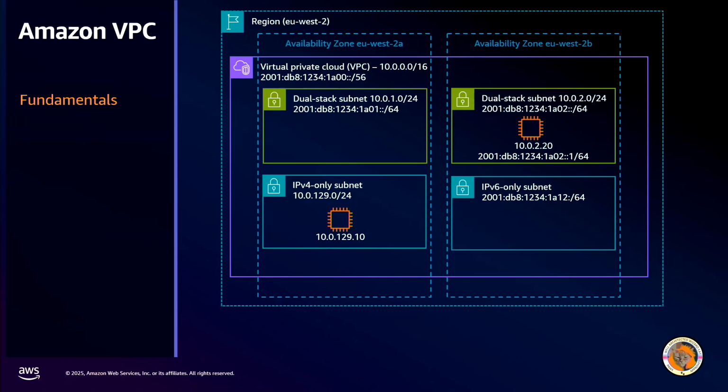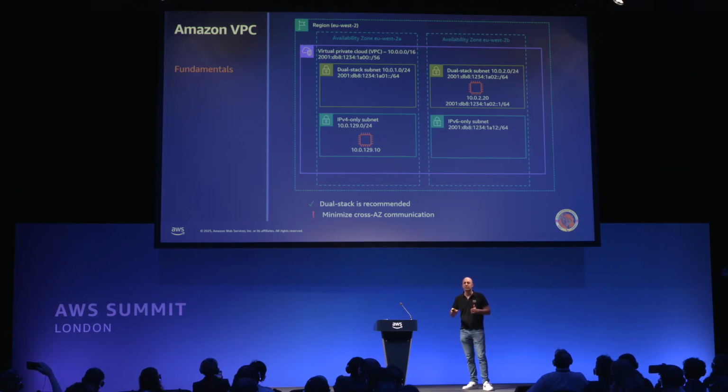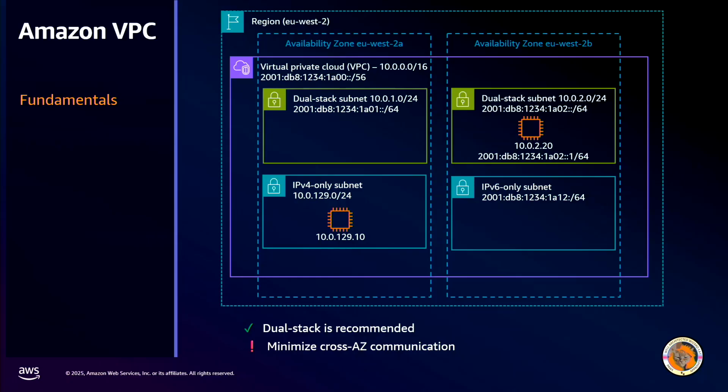So now we have the first appearance of our cat. He's going to give you some tips and tricks here. First, we recommend dual stack. Why? Because then you have the best of both worlds: you are still compliant with IPv4 and you are future-proof for IPv6. Then, as we use multiple AZs here, you have to know that there are charges if traffic crosses multiple AZs. So we always advise to minimize cross-AZ communication.